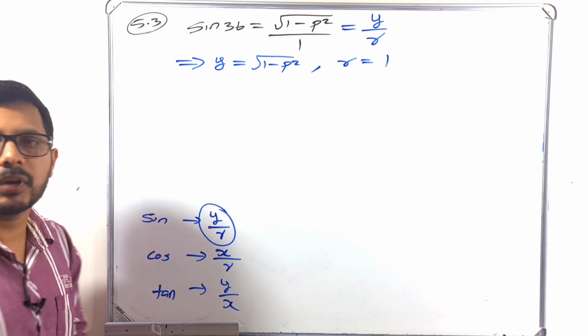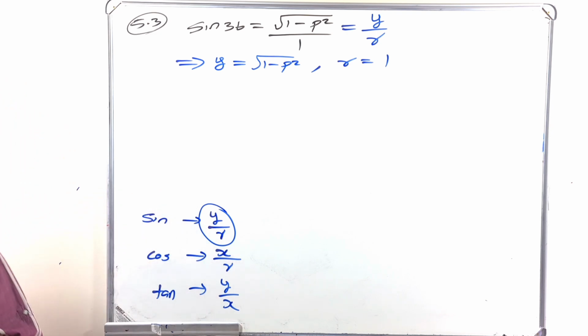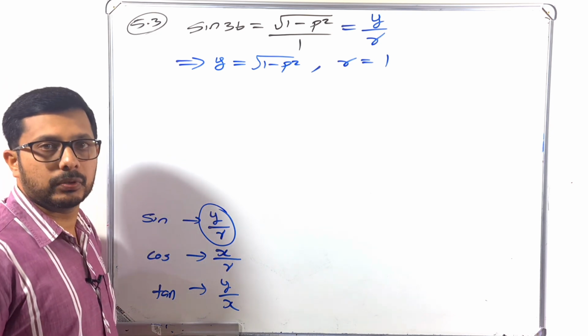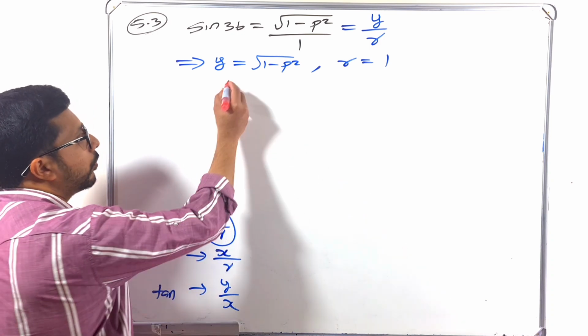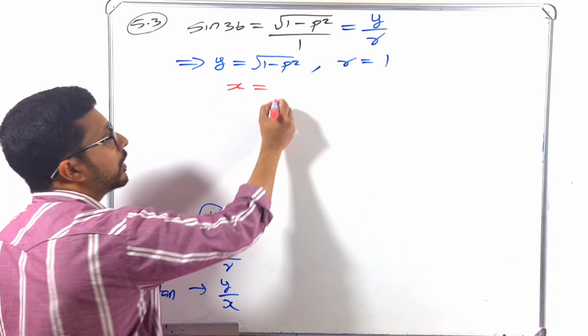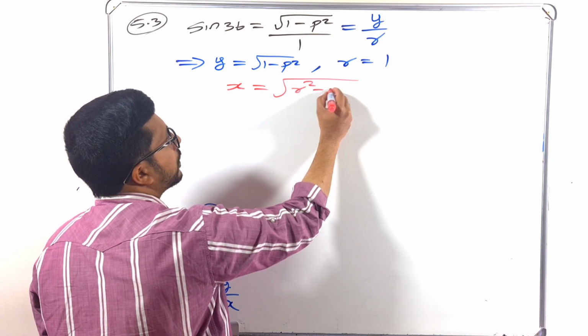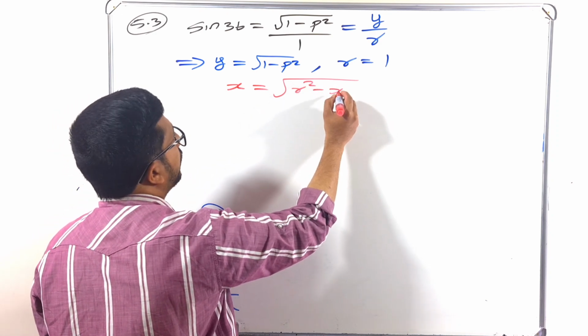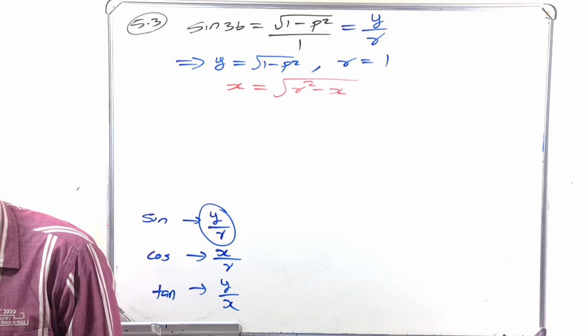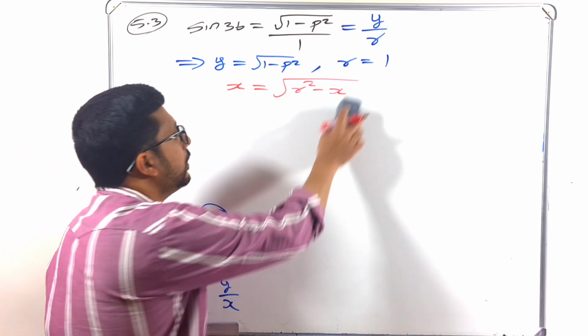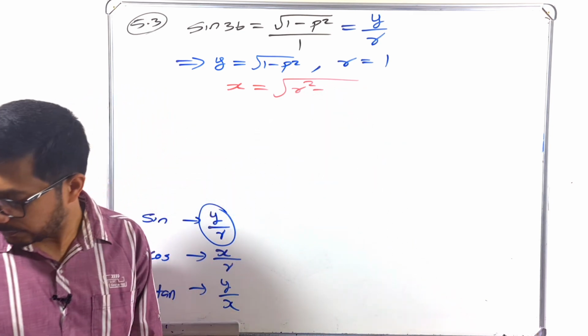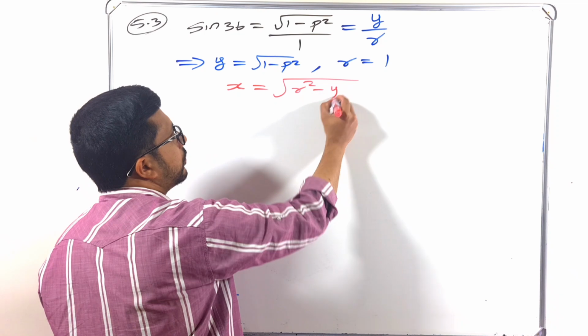So how can you find the value of x? You have to know that formula also. You have to remember, now you are in matric class. So you have to know the formula directly without writing much. X, what is the formula? Root of r square minus y square, you have to find. So r square minus y square.